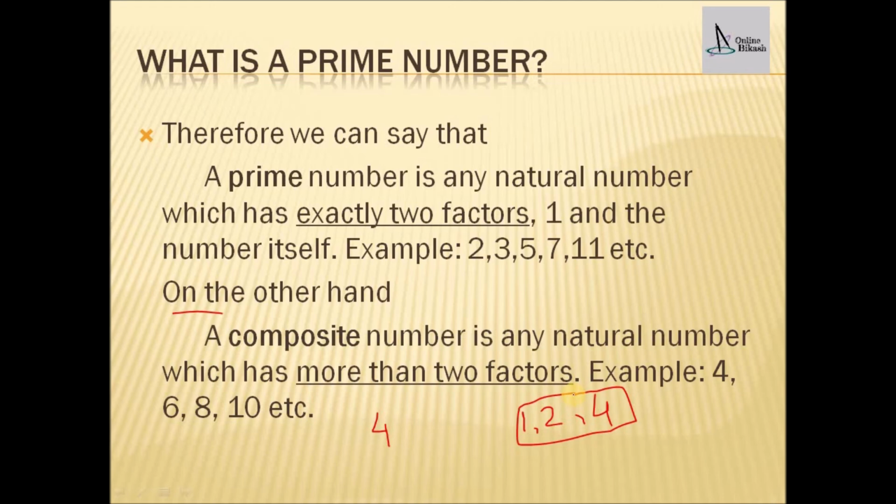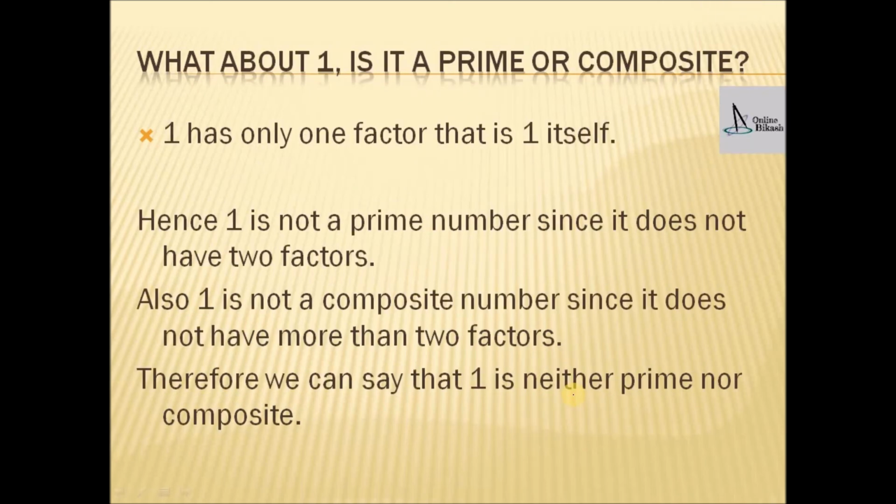Okay, so let us see. What about 1? Is it prime or composite? If you try to find the factors of 1, you will get only 1. 1 has only one factor, that is 1 itself. There is no other number which can divide 1 except 1. Hence 1 is not a prime number, since it does not have 2 factors.